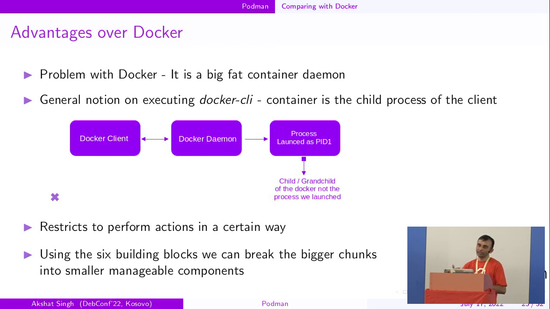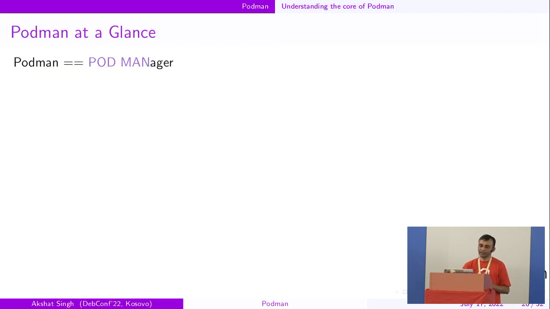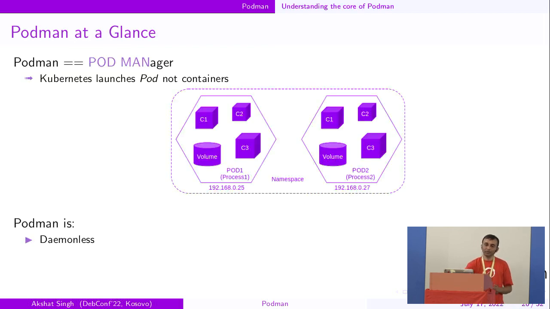So using these six building blocks, we can break bigger chunks into smart, manageable components, and these have all grown into separate projects. Basically, if we see Kubernetes, it launches a pod, which can have multiple containers and volumes associated within a single process. So Podman can also do that. Podman is daemonless. It's based on the fork-execute model.